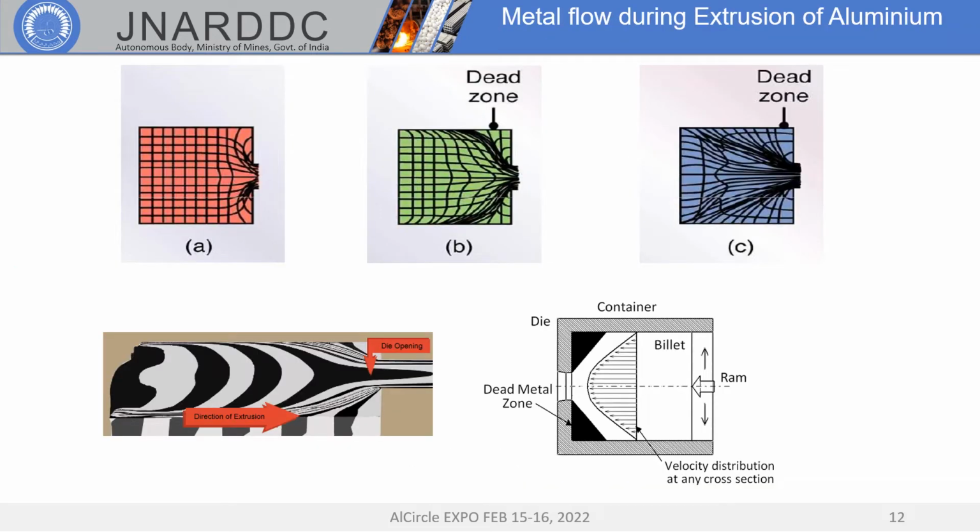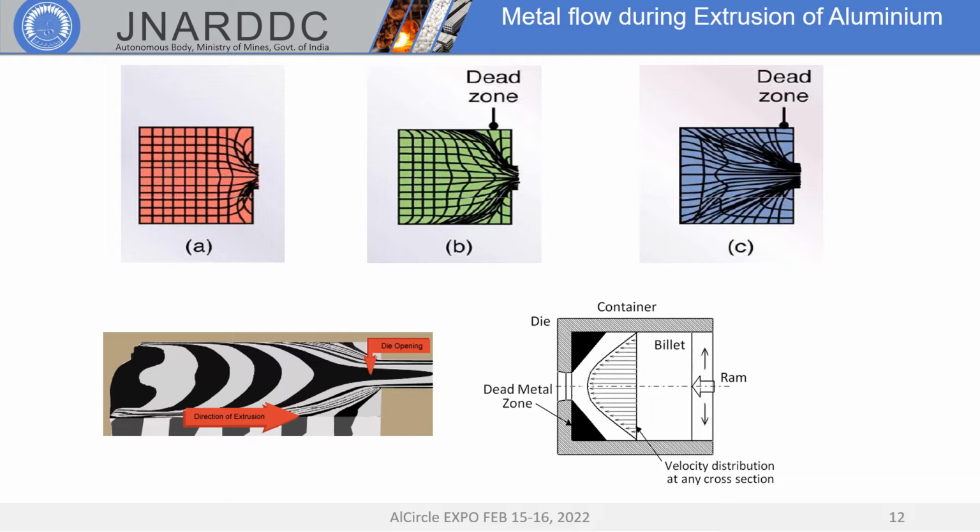Various researchers have carried out studies on metal flow during the aluminum extrusion process using different techniques. Three cases have been represented here, with case A having no or minimum billet container friction and case C with maximum friction at the billet container interface. Case B is intermediate friction conditions.